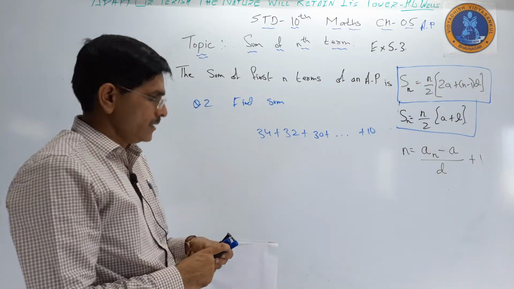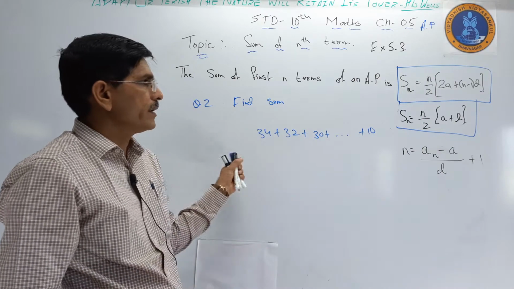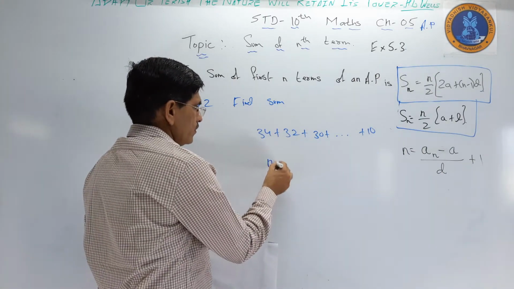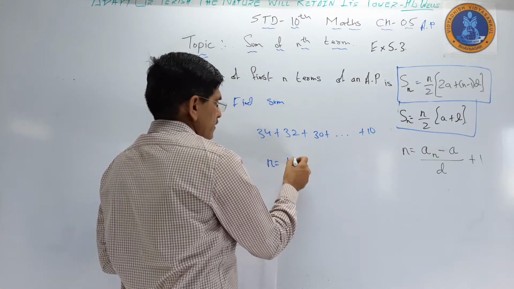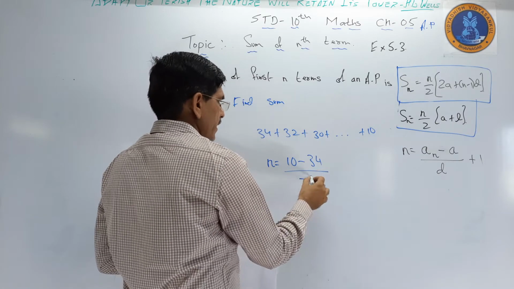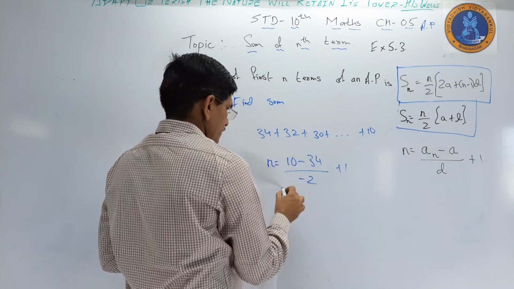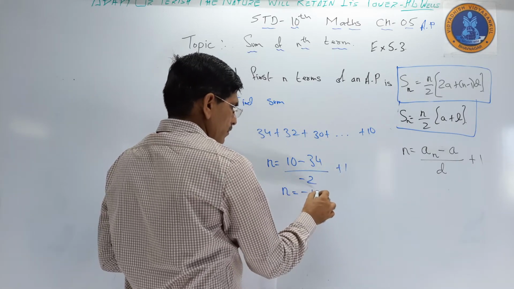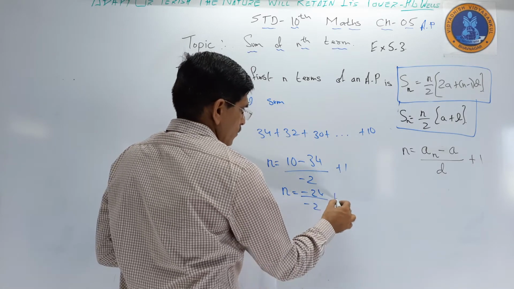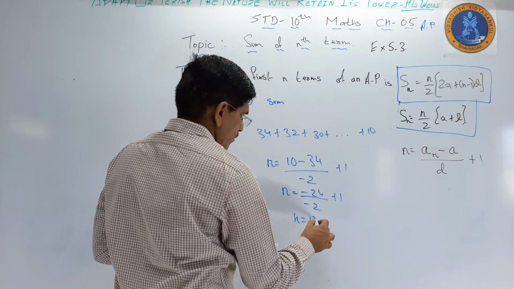Now, a_n means the last term. So, n is equal to the last term, that is 10, minus the first term, that is 34, divided by d, that is minus 2, plus 1. So, minus 24 divided by minus 2, plus 1. So, n is equal to 13.